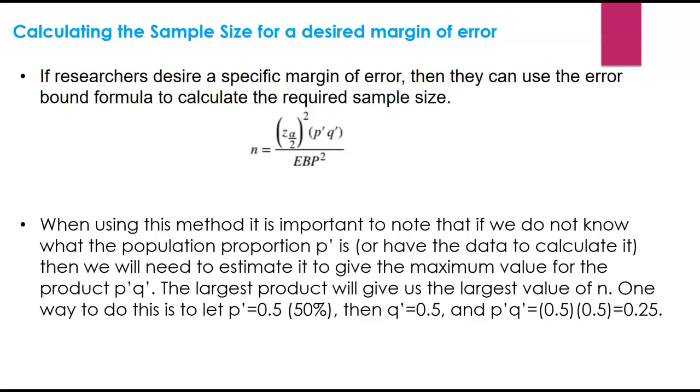When using this method, it is important to note that if we do not know what the population proportion p prime is, or don't have the data to calculate it, then we will need to estimate it to give the maximum value for the product p prime q prime. The largest product will give us the largest value of n. One way to do this is to let p prime be 0.5 and q prime equal 0.5, so p prime times q prime is 0.25.